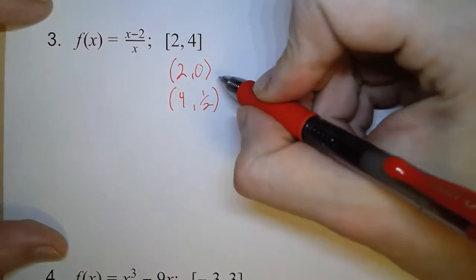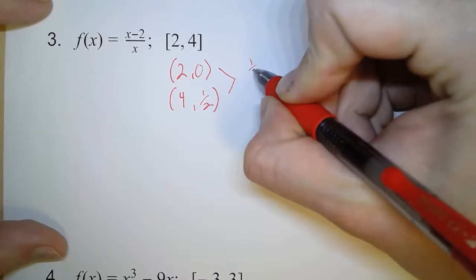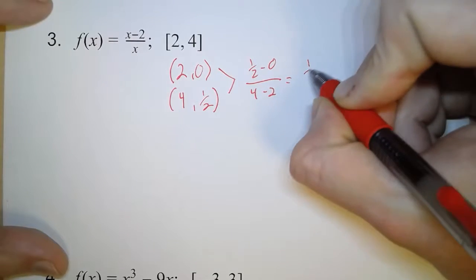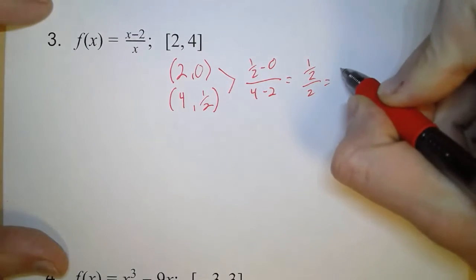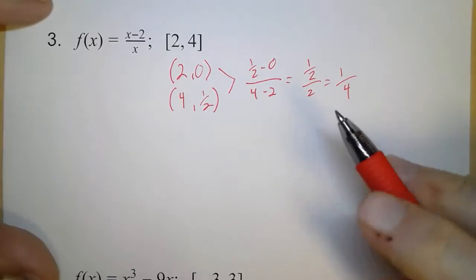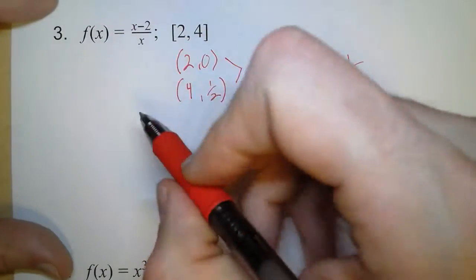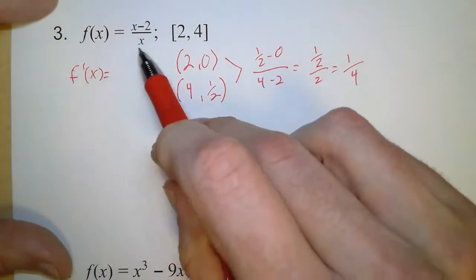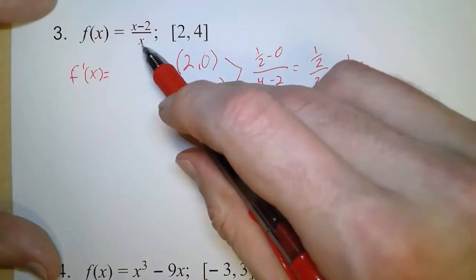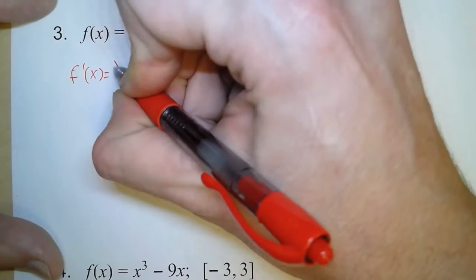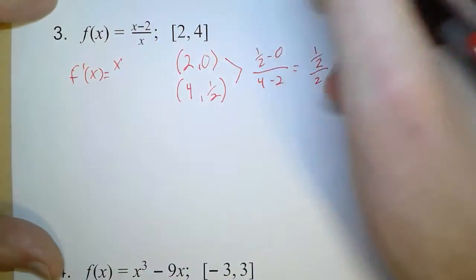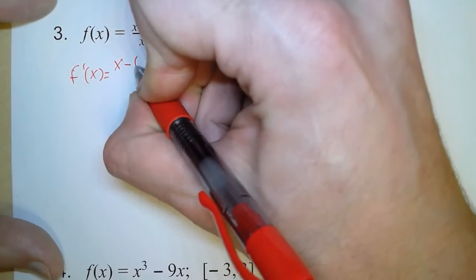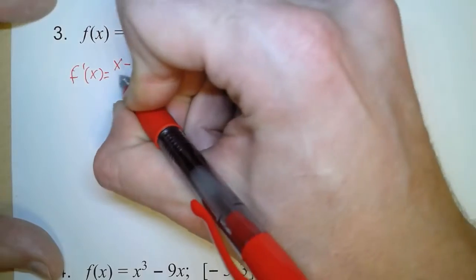Now we find our slope. So 1/2 minus 0 over 4 minus 2. We get 1/2 over 2, which is 1/4. That's the slope of our secant line. Now we still need to find the derivative, f prime. This is going to require some quotient rule. So low d high, that's going to be x times the derivative of the top, which is just 1, so no need to write that, minus high d low, and the derivative of the bottom is also 1, so we don't need to write that either.